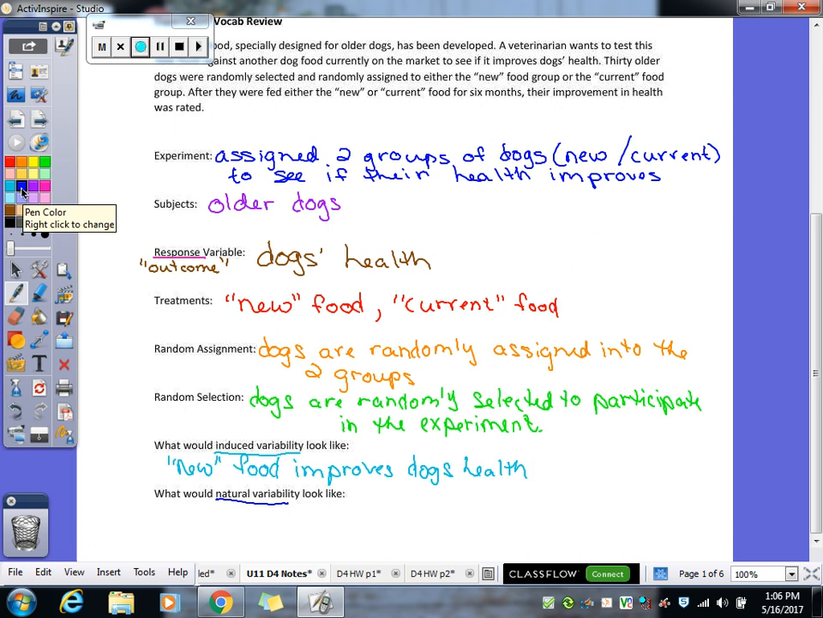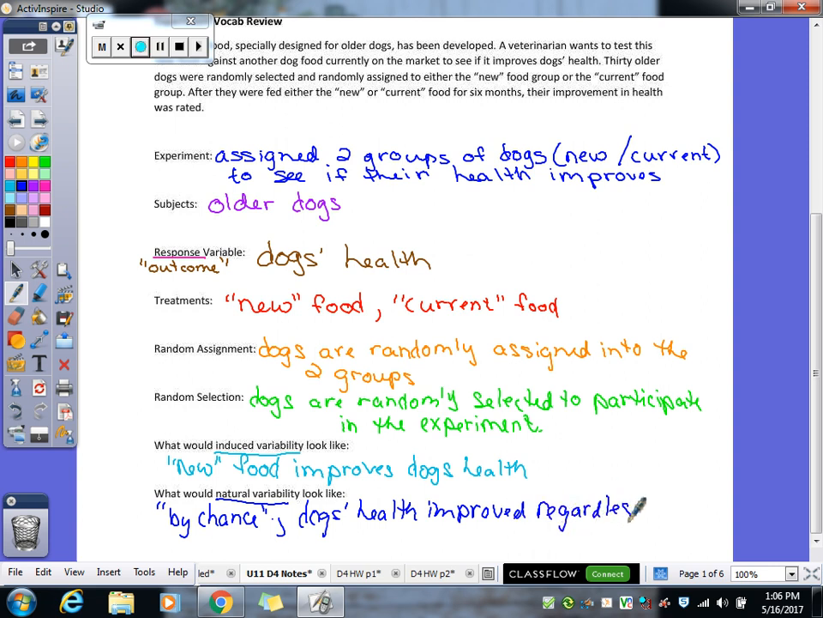Whereas the natural variability, they like to use the phrase by chance for here. Or really in this scenario, it's more of the dog's health improved regardless of the food that they had. So their health improvement was natural. It didn't get altered by the treatments, is one way to look at it.